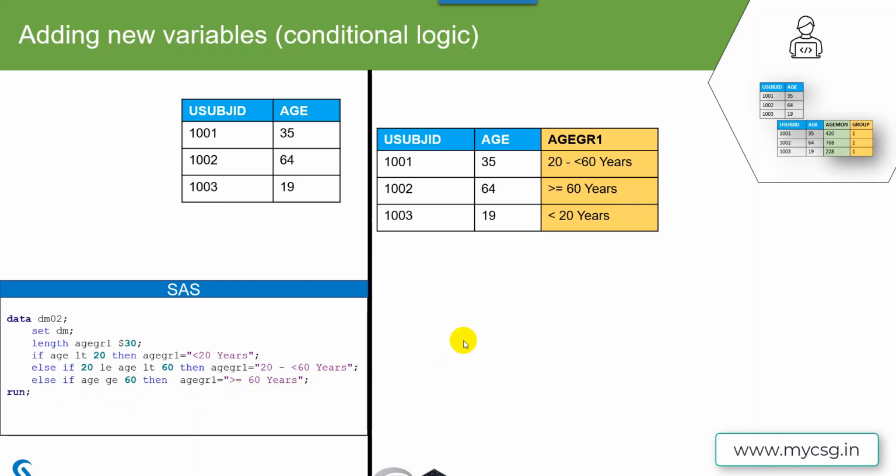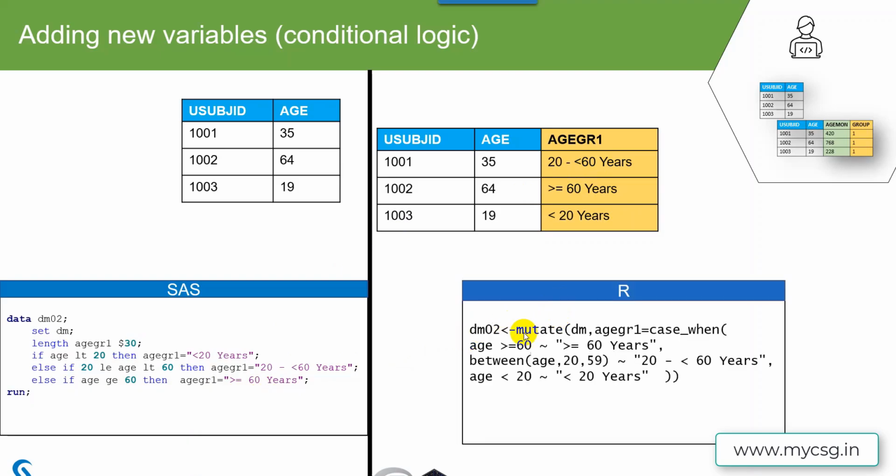Again in R, in the tidyverse package, in order to create new variables, we know that we need to use the mutate function. But we are interested in checking this additional feature of case when within the mutate function. The first argument for the mutate function is the name of the input dataset. Here in this case, it is DM. And then we are creating the age group 1 variable. So age group 1 is equal to, so equivalent to this if then else is case when within the mutate function. So in case when, we are checking if age is greater than or equal to 60, and then we are assigning the label of greater than or equal to 60 years.